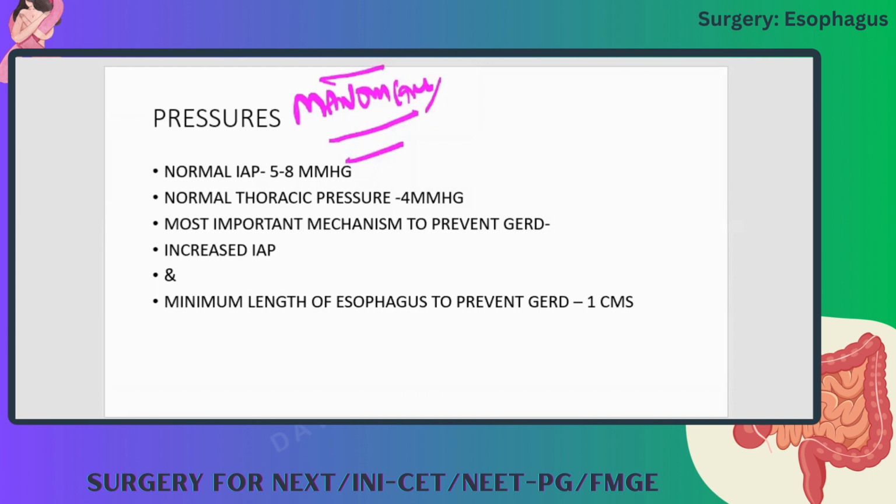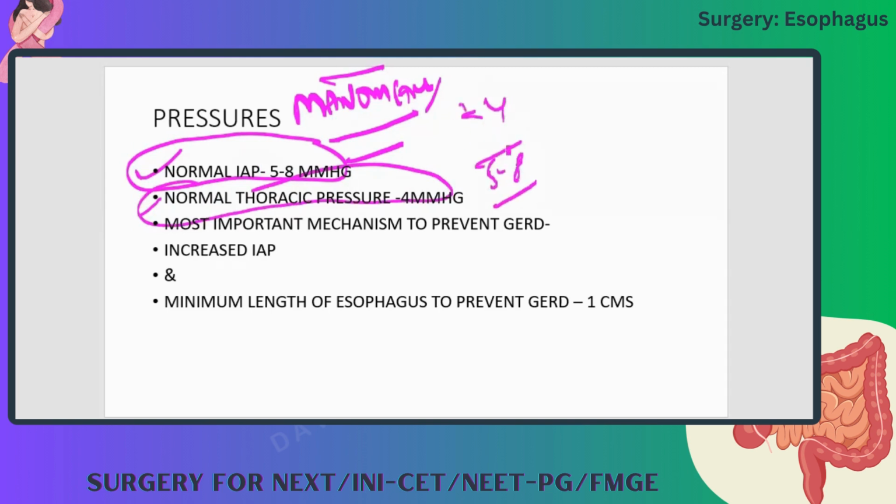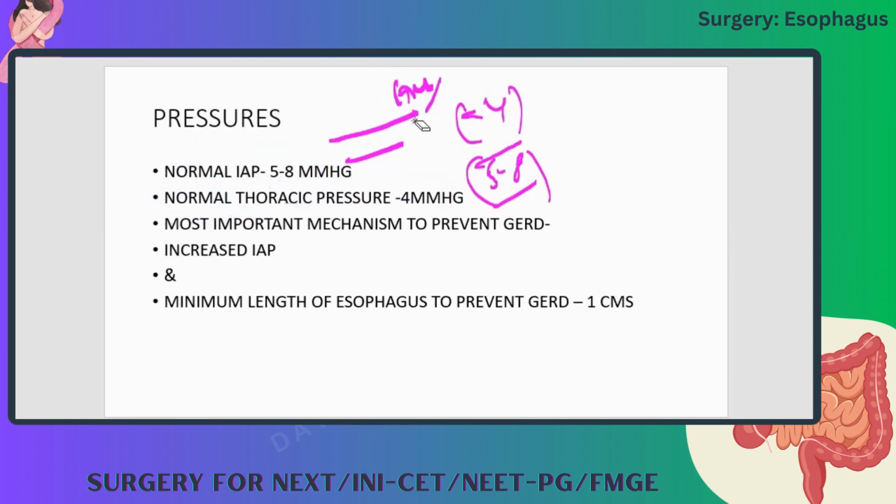Okay, so it all depends upon the variation in the pressures. Normal intra-abdominal pressure is 5 to 8 millimeters of mercury, and normal thoracic pressure is negative. The thorax has a negative pressure of about -4, and the abdomen is positive. Once these pressure levels are maintained, there will be no reflux of gastric contents into the esophagus. If these pressure levels alter, there is a high chance that the gastric contents will reflux into the esophagus. You're understanding? It is just simple.